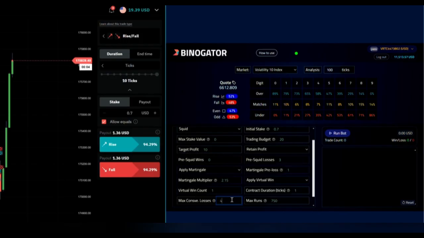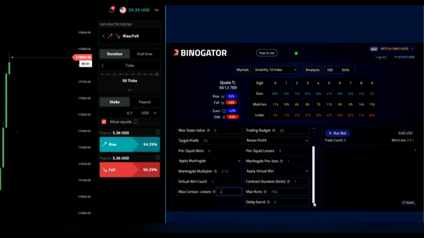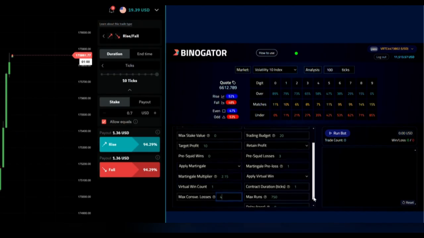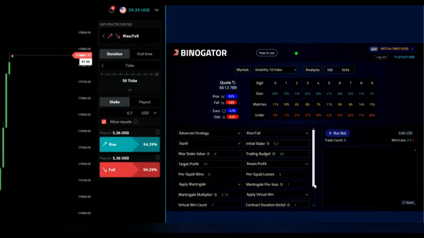Now pre-squid wins means that when you win, it switches direction. Squid just means to change directions, but I don't actually use pre-squid wins. Sometimes I use pre-squid losses. I use 3, but most times I use 2. 2 has proven to work a lot of times, but in this video, I just want to try out 3. Then you apply martingale, then use martingale pre-loss, which is 1.